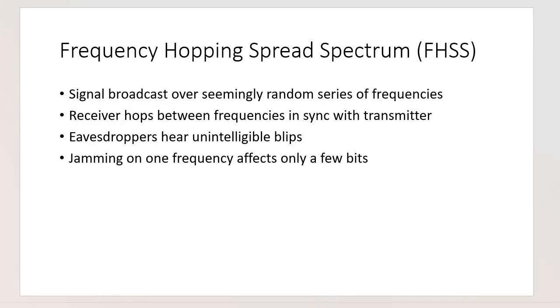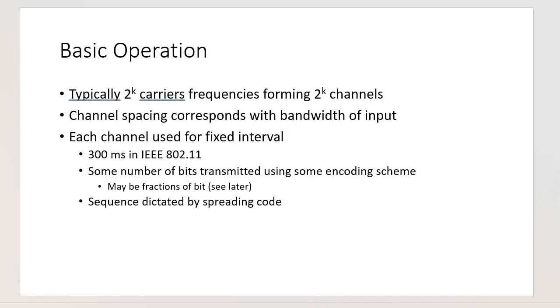In frequency hopping spread spectrum, the signal hops between different frequencies according to a pseudo-random sequence. The transmitter and receiver remain synchronized. Eavesdroppers hear only random noise, and jamming affects only small portions of data. The available bandwidth is divided into multiple channels. Each channel is used for a short duration, for example, 300 meters in IEEE 802.11. The hopping sequence is controlled by the spreading code.